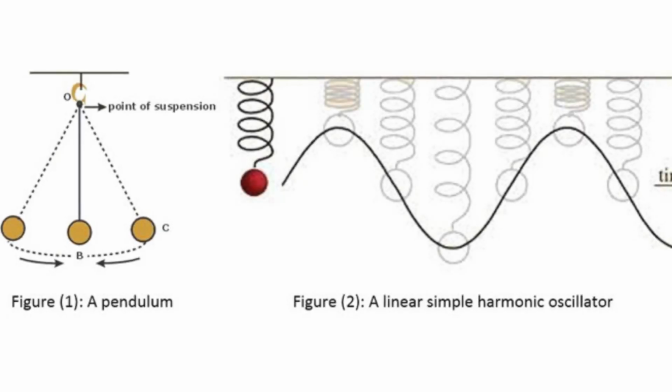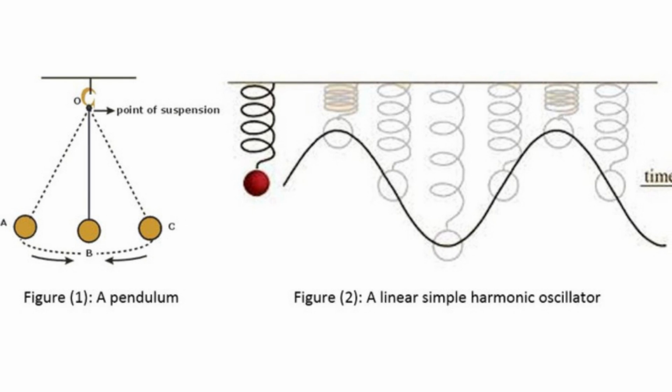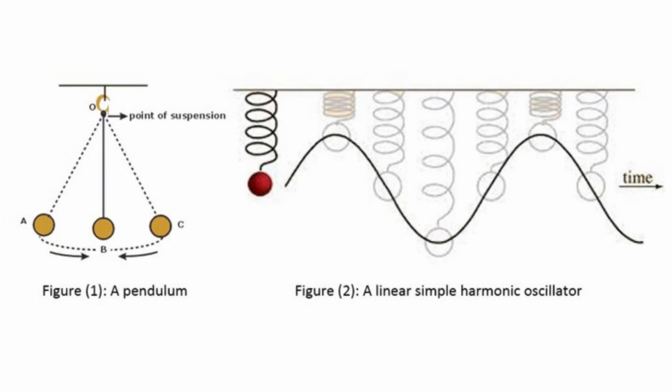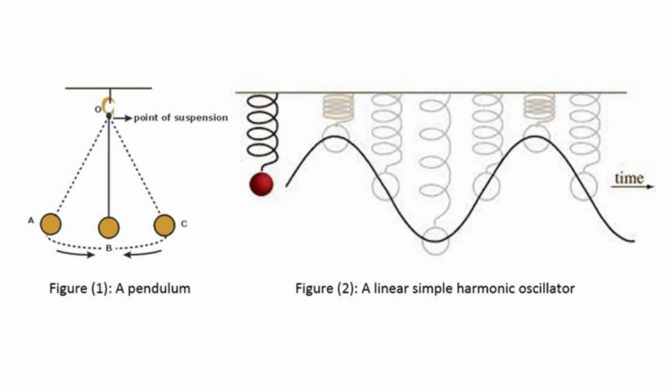The main objective of this experiment is to test the theoretical equation that gives us the value of period for simple harmonic oscillators. So what exactly is a simple harmonic oscillator? Well, they are basically the systems that experience a restoring force when their equilibrium position is abandoned. So here you can see two examples. One of them is a pendulum and the other is a linear simple harmonic oscillator.